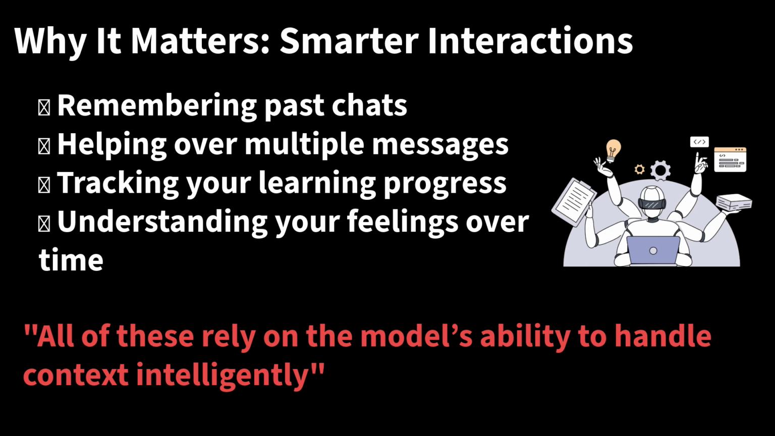You see Model Context Protocols in action every day, even if you don't know it. Remembering past chats, like when your phone remembers your pizza order from last week so you can reorder in one tap. Helping over multiple messages, like when your customer care keeps track of your issue across messages, so you don't need to explain it every time. Tracking your learning progress, like a learning app that knows you finished session 3 in Python and starts you in lesson 4 automatically. Understanding your feelings over time, like a journal app or a friend who remembers how you felt last time and checks in on you again. All of these rely on models' ability to handle context intelligently, and that's only possible because of this protocol.